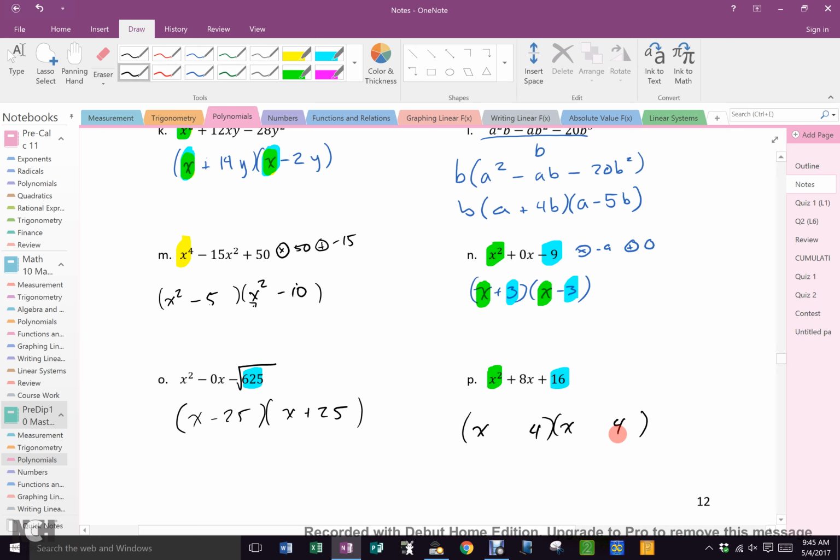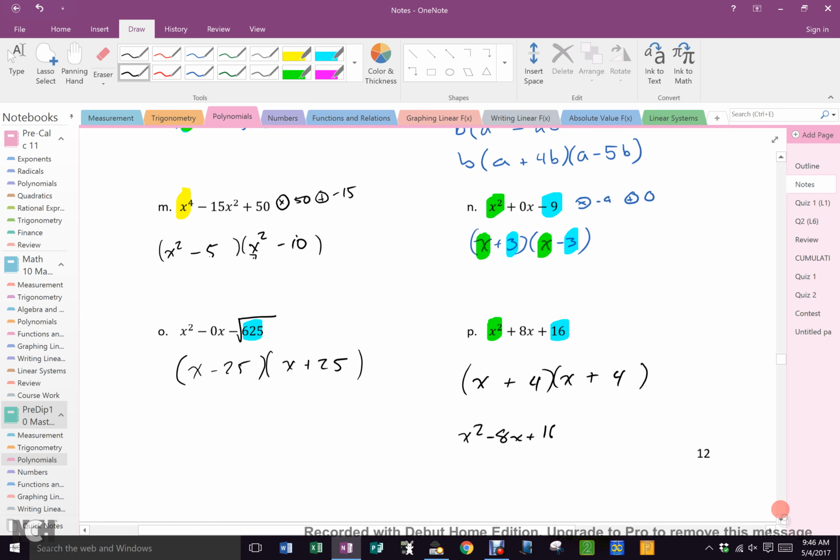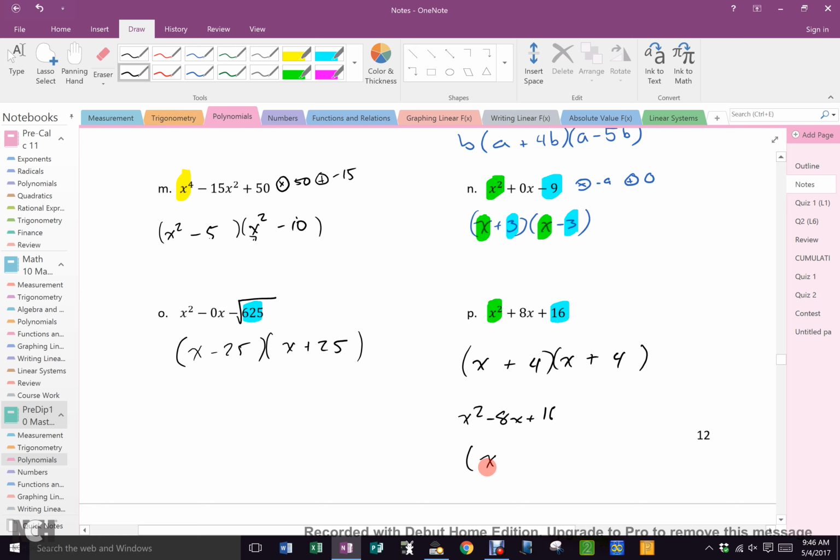I heard somebody say it. What'd you say? There's an 8, right? How do I make those 4s get me 8? They're both adding. What if it was x squared minus 8x plus 16? Then what would it be? Still be 4 and 4, but they'd both be negative.